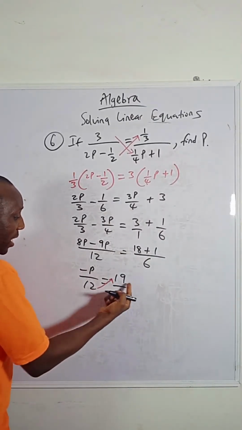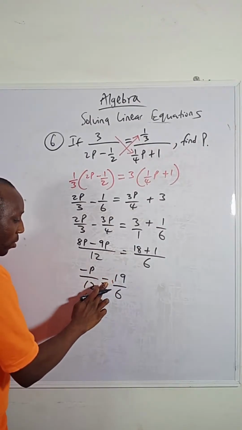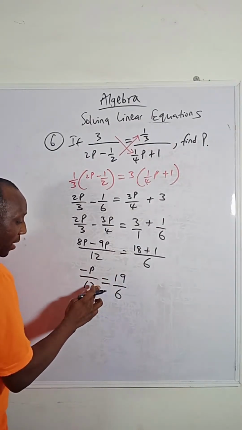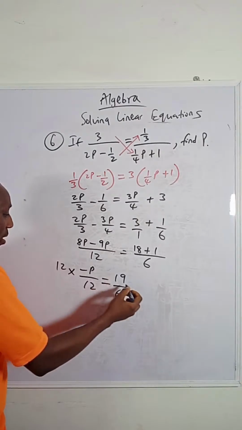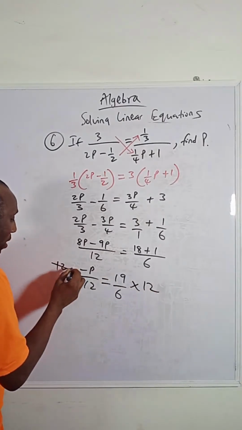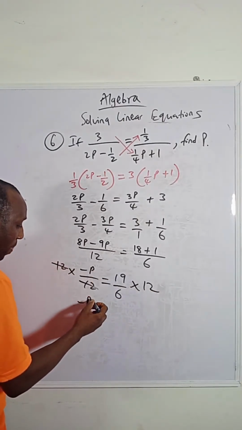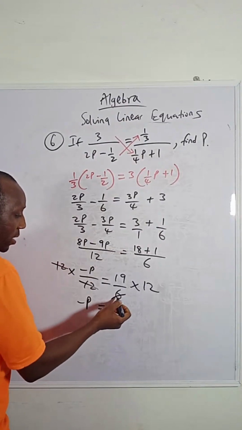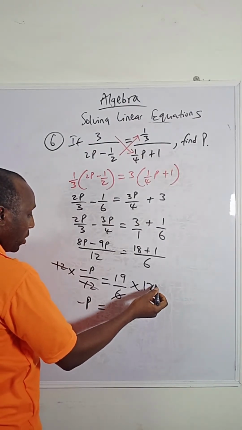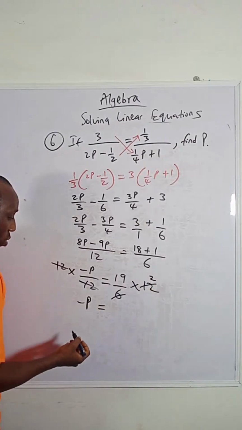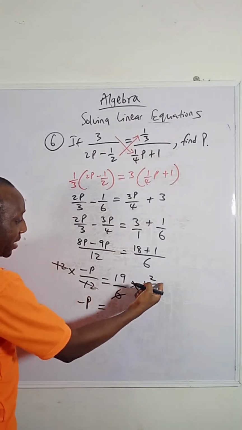Or you can multiply both sides by 12. Maybe we should just multiply both sides by 12 for those who like to do it like that. So multiply this by 12 and this by 12. So 12 cancels 12. You have minus p is equal to what? 6 into 12 is what? 2. Minus p is equal to what's 19 times 2?